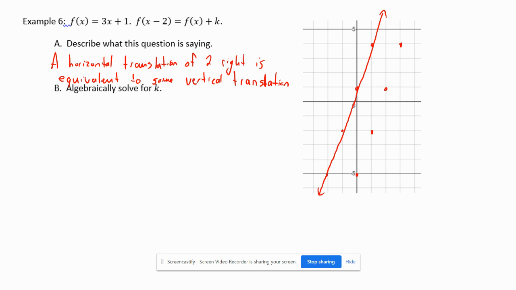algebraically. So let's take a look at f of x minus 2. So what I'm doing over here is I'm replacing x with x minus 2. So f of x minus 2 equals 3 times x minus 2 plus 1. Okay, so cleaning this up, this is 3x minus 6 plus 1, which is 3x minus 5. Now what we're saying is that this is the same thing as f of x plus k.